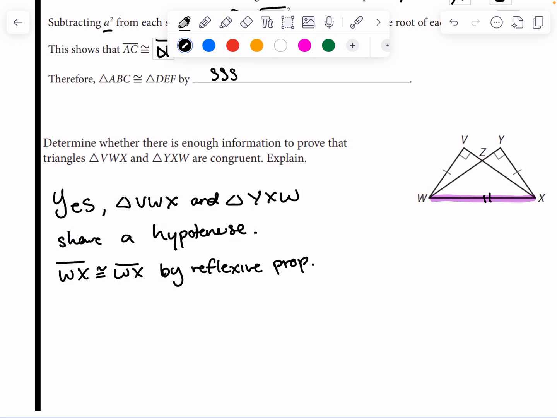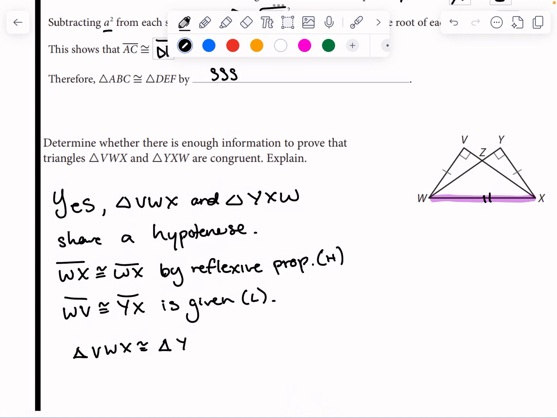Okay. And also what is given to us is the tick marks here, that we have this is congruent to this. So we also have WV is congruent to XY. Yeah, I should probably put XY, or YX. And it is given. So if this thing is talking about the hypotenuse and this thing is talking about the leg, we can therefore conclude triangle VWX is congruent to triangle YXW by HL triangle congruence theorem.